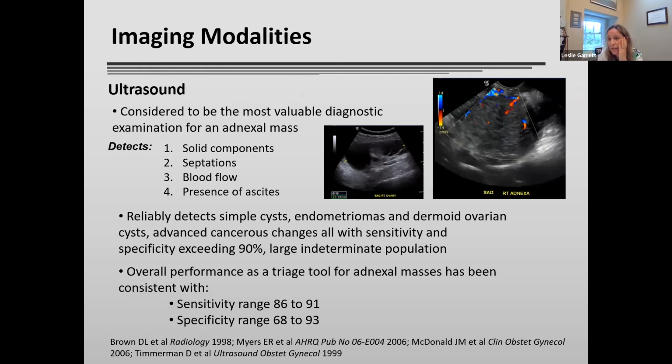So we often rely on ultrasound. Ultrasound is a great tool. Most patients, we get good visualization of the ovaries. We can characterize solid components, cystic components. We can see if there's septations or blood flow. We can look for things like free fluid or even the presence of ascites. And so it's very good at detecting things like simple cysts or endometriomas and dermoids, which again are a large portion of our adnexal masses. So again, a very good tool to use, and obviously I'm sure everyone here uses it often. It performs well, but again, not always.